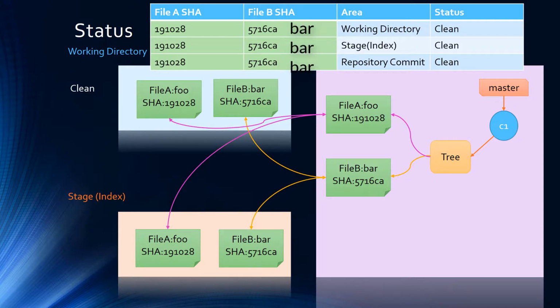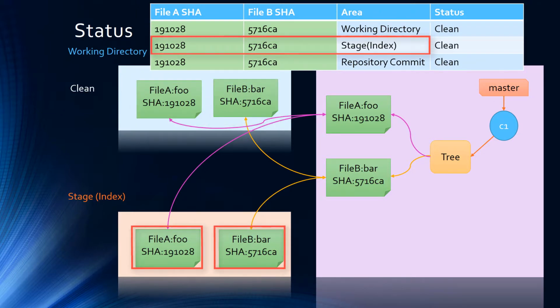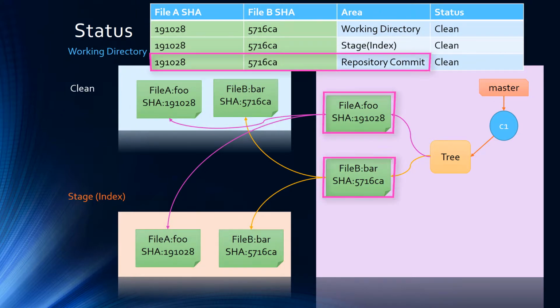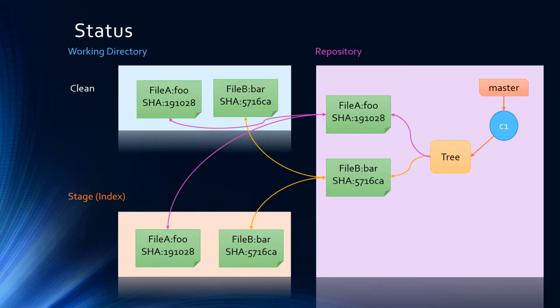In file B, the content is bar. SHA is 5716CA. Running git status, it will tell you nothing to commit, working tree clean. Now we make some changes. We change file B, changing the content to QUUX.